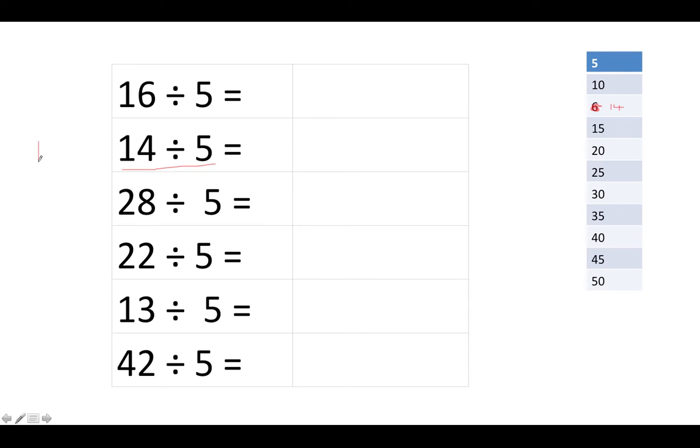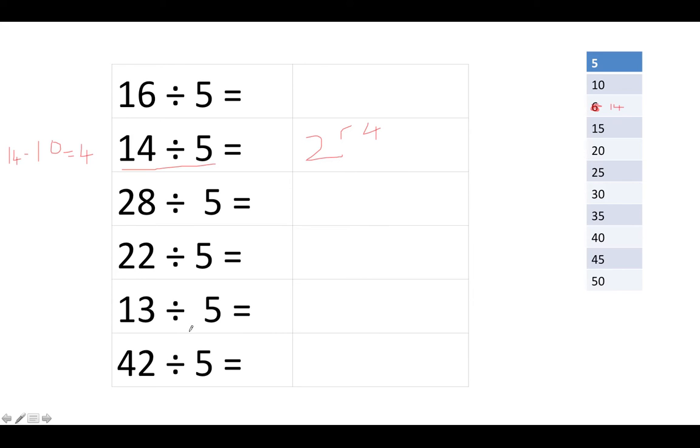So I'll just make a note of that. So what is 10 divided by 5? Well, 10 divided by 5 is 2. But I wanted 14, not 10. So I need to find the difference. So 14 take away 10 equals 4. So the remainder is 4. So you can have a remainder that's bigger than 1.